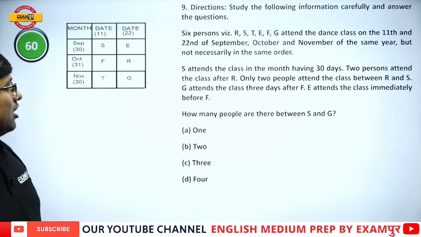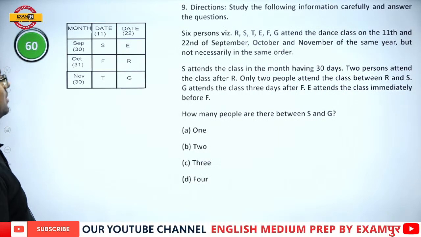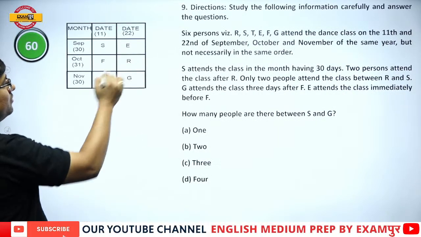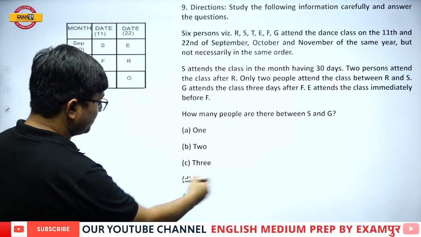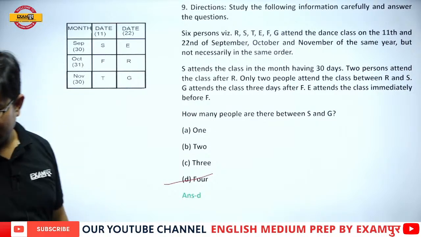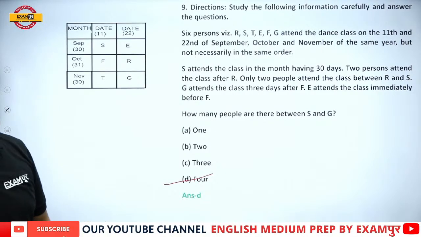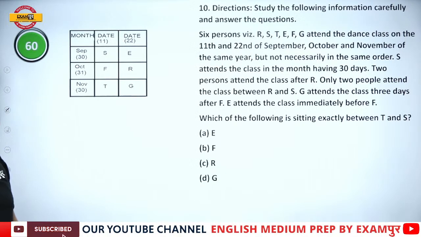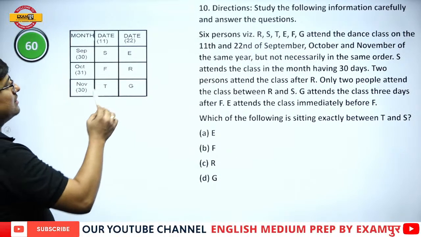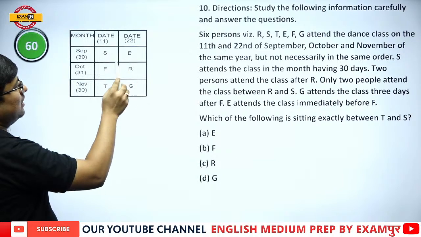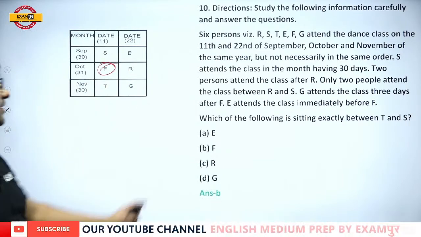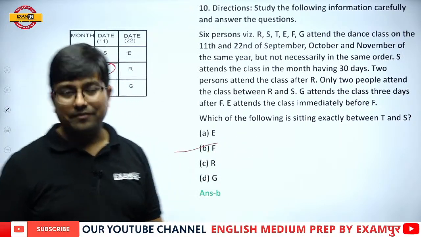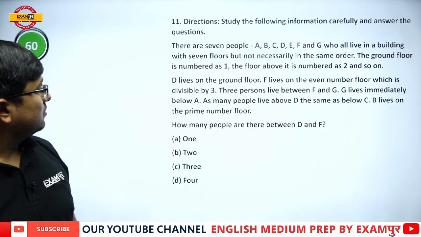Next, how many people are there between S and G? One, two, three, four. Answer is option number D, that is 4. All right. Which of the following is sitting exactly between T and S? Exactly between T and S is F. Option number B, that is F. Next question.